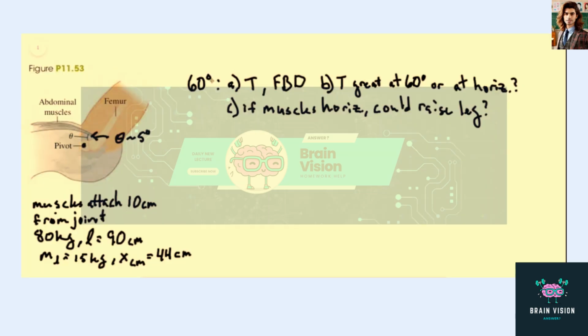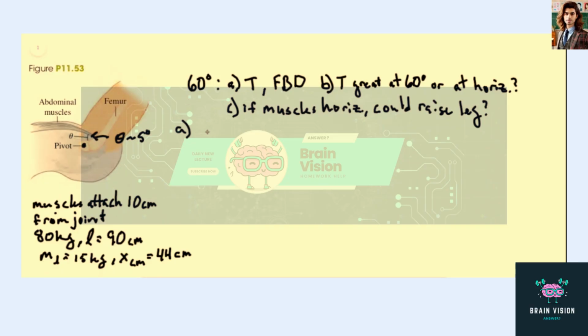So we'd like to consider the leg being raised to 60 degrees. We want to find the tension in the abdominal muscles and draw a free body diagram of the leg. Then we want to answer whether the tension is greater at 60 degrees or when the leg is horizontal right as you're lifting it. And then if the muscles were completely horizontal, would they be able to raise the leg? So let's go ahead and get started.